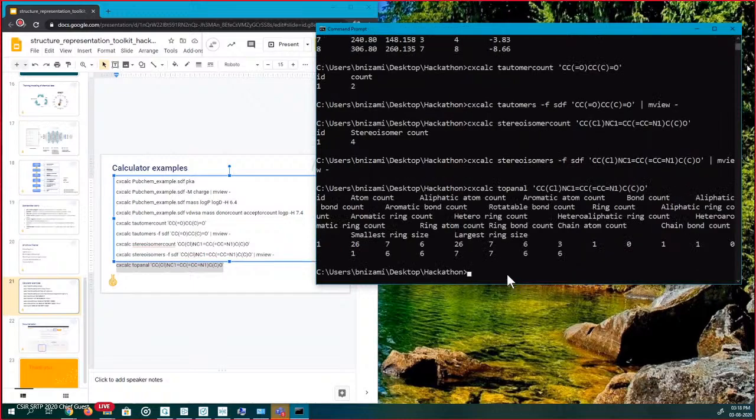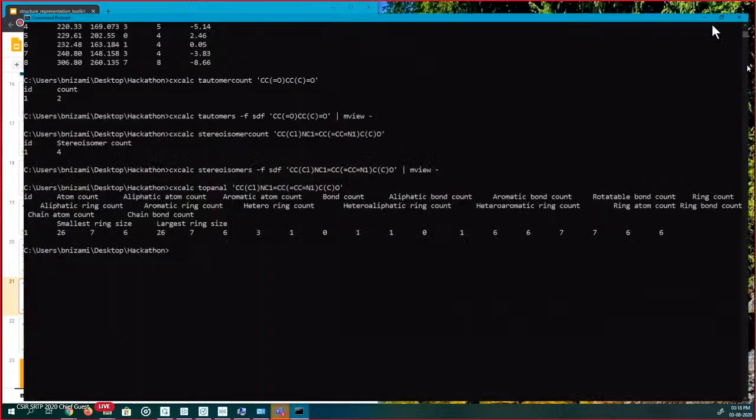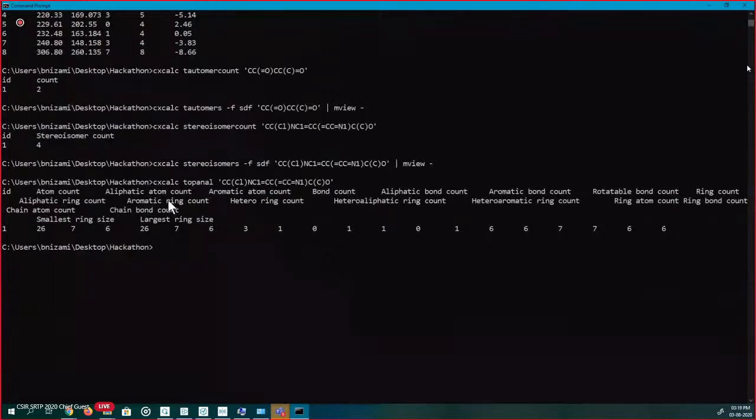So there are lots of outputs. Actually, I will increase this size here. So it has calculated, I think, 10 to 15 different topological analysis indices like atom count, aliphatic atom count, and so forth. There is aromatic bond count, there is rotatable ring bond count, and these kinds of things. So with just this topology analysis, you can calculate all these properties.